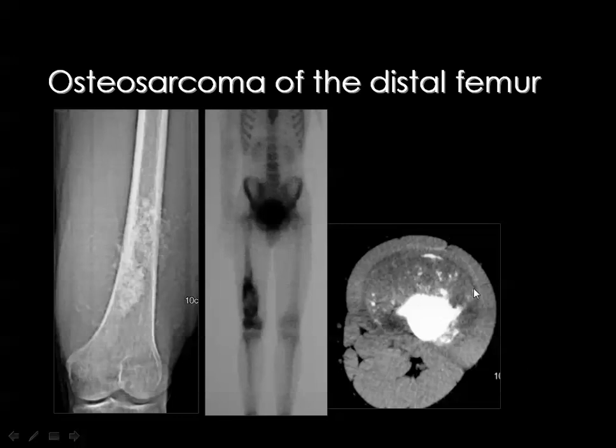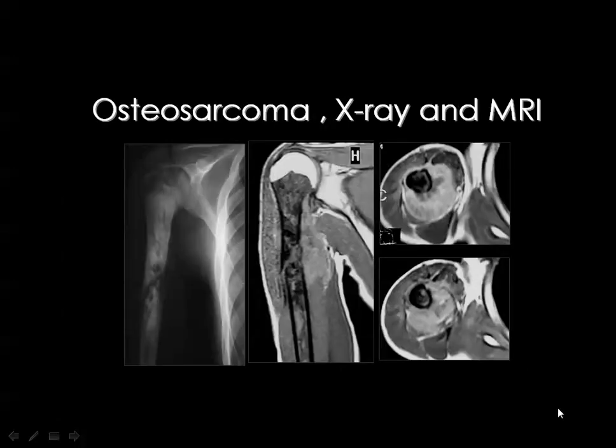It does not circumferentially surround the bone, similar to the Ewing sarcoma, but most of the osteosarcomas will have an eccentric soft tissue component outside the bone. And you can see the periosteal sun ray spiculations, also the matrix calcification of the tumor.